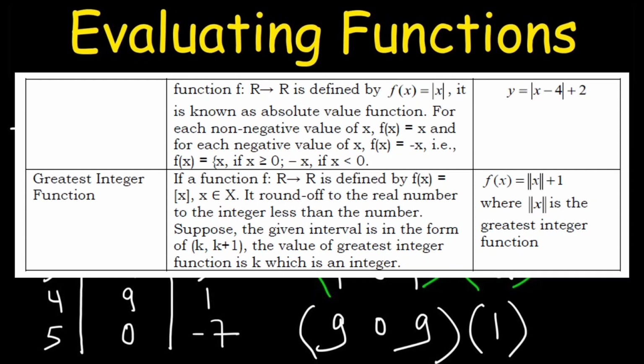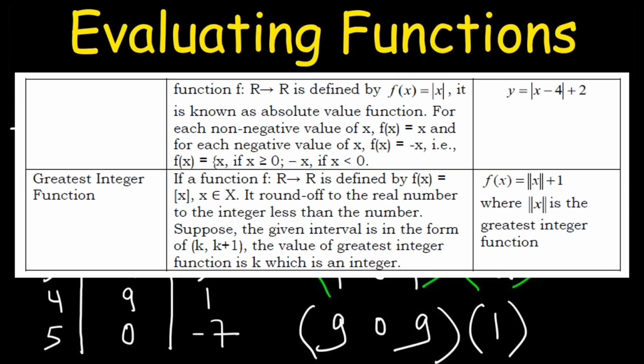For each non-negative value of x, f of x is equal to x, and for each negative value of x, f of x is equal to negative x. For example, f of x is equal to x if x is greater than 0 and negative x if x is less than 0.